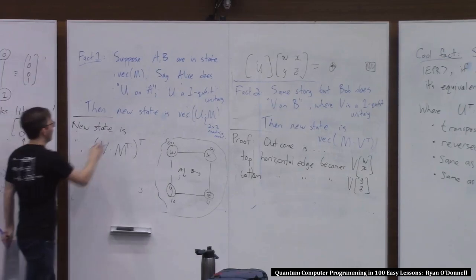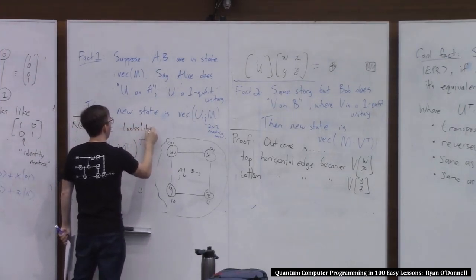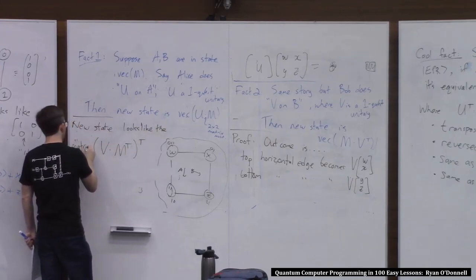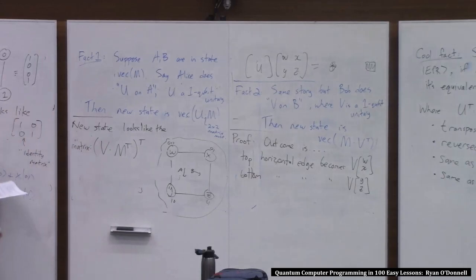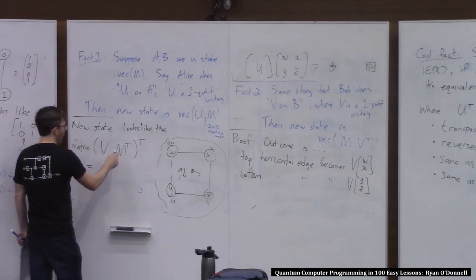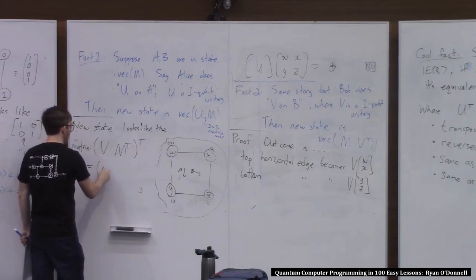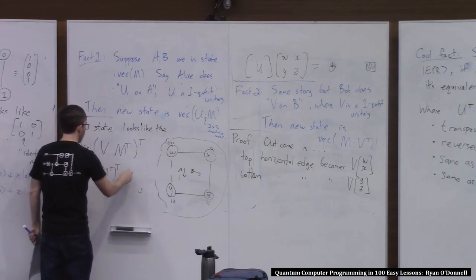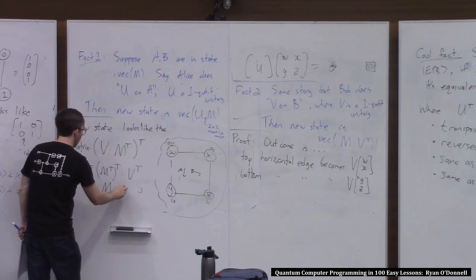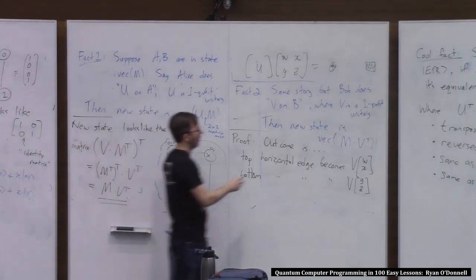Well, I should say the new state looks like the matrix this. And then if you remember a little bit about matrices, the transpose of a product is the reverse product of the transposes. So this is M transpose transpose times V transpose, which is M times V transpose. Okay, and that's this.